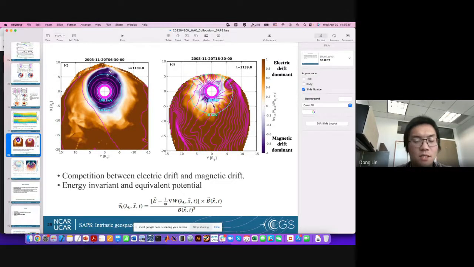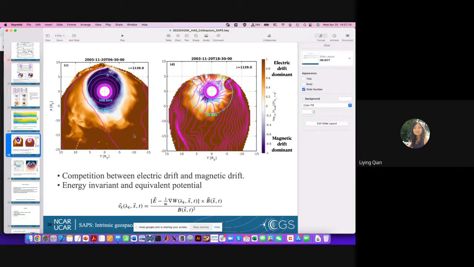The first report was just last year, and we are the first to explain that. I think it would be very interesting to do a statistical survey about how often they occur, but definitely much lower occurrence rate than the dusk side, because you don't always have such major storms. Even during a large storm, you're not necessarily able to see the dawn side SAPS.